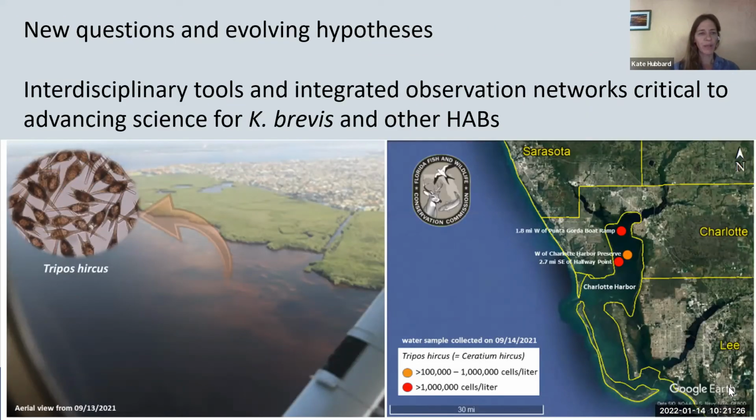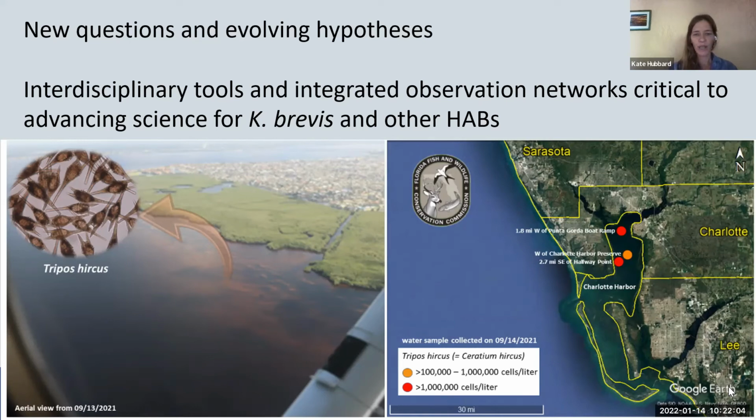I just wanted to wrap up that we have new questions as we move through thinking about bloom dynamics: the initiation, what sustains a bloom, what might terminate a bloom. And then we also have some of these new tools like gliders coupled with nitrogen sensors, and the imaging tools that I mentioned, that can help us evolve our hypotheses. We also recognize that these tools and integrated observation networks are really critical to continuing to advance the science for Karenia brevis.